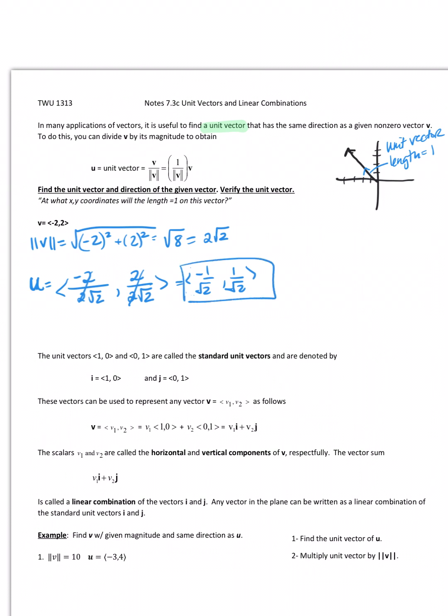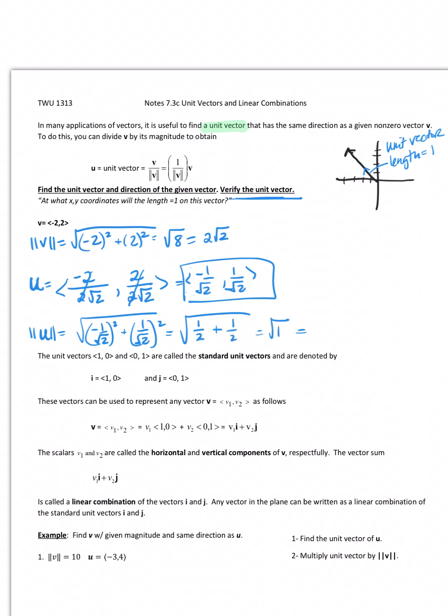Now I have to verify it. Would the magnitude of this vector be 1? Let's just see. Would the magnitude of u be 1? So -1 over square root of 2 squared plus 1 over the square root of 2 squared. What does that come out to be? Well, 1 squared is 1, over square root of 2 squared is 2, plus 1 over 2. What is that? It's the square root of 1, which is 1. So we've verified our vector.